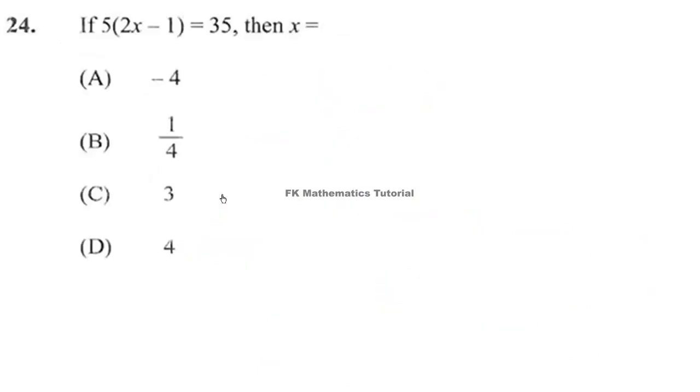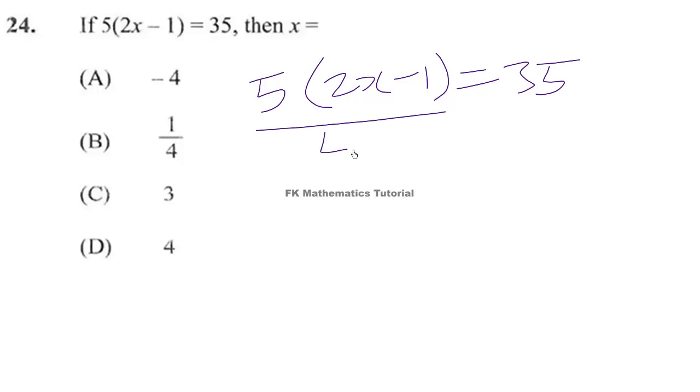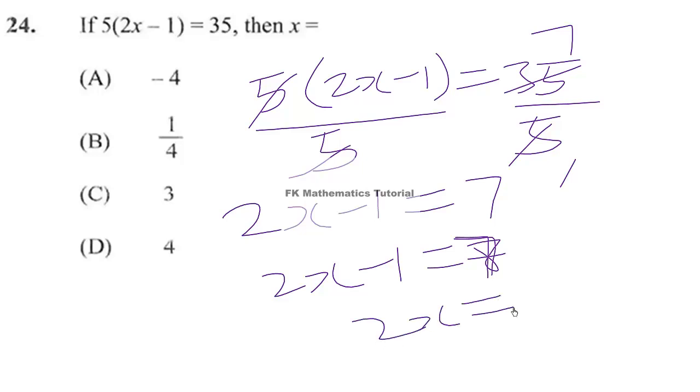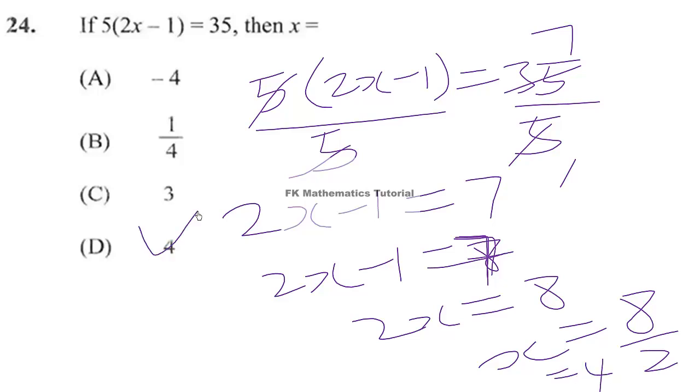If 5 into bracket 2x minus 1 is equal to 35, then x is equal to, so let's divide through by 5. So 2x minus 1 will be equal to 5 will go here 7 times. So 2x minus 1 is equal to 7. So 2x will be equal to 7 plus 1, which is 8. So x will be equal to 8 over 2, and that will be equal to 4. So D is the correct answer.